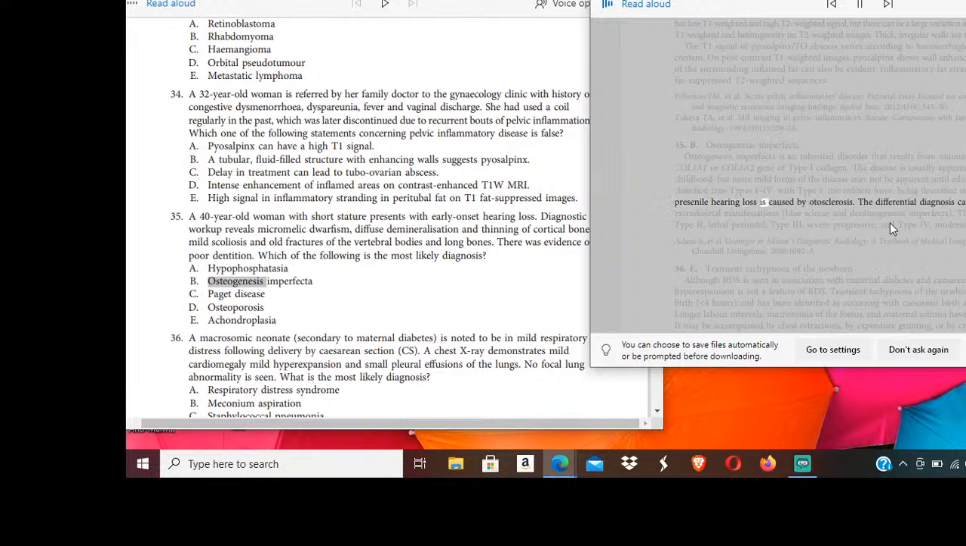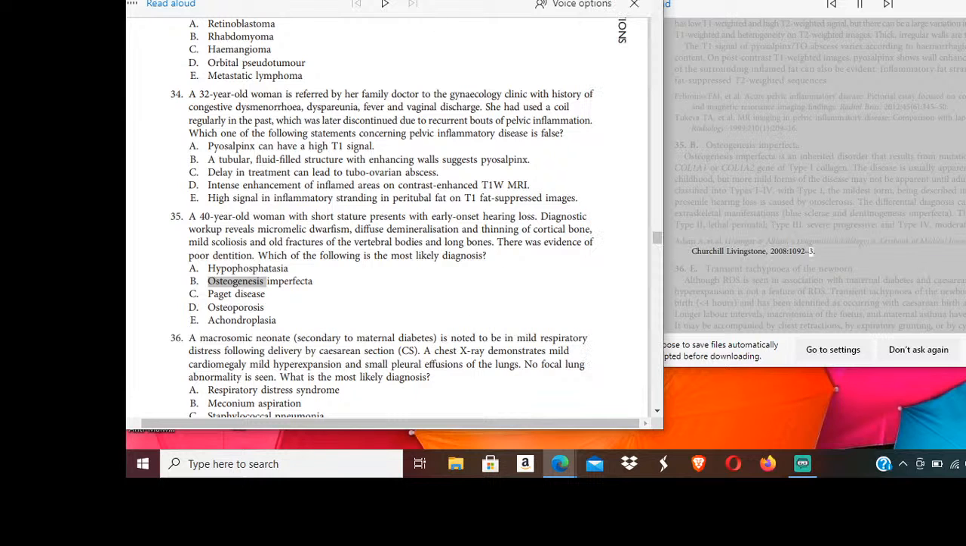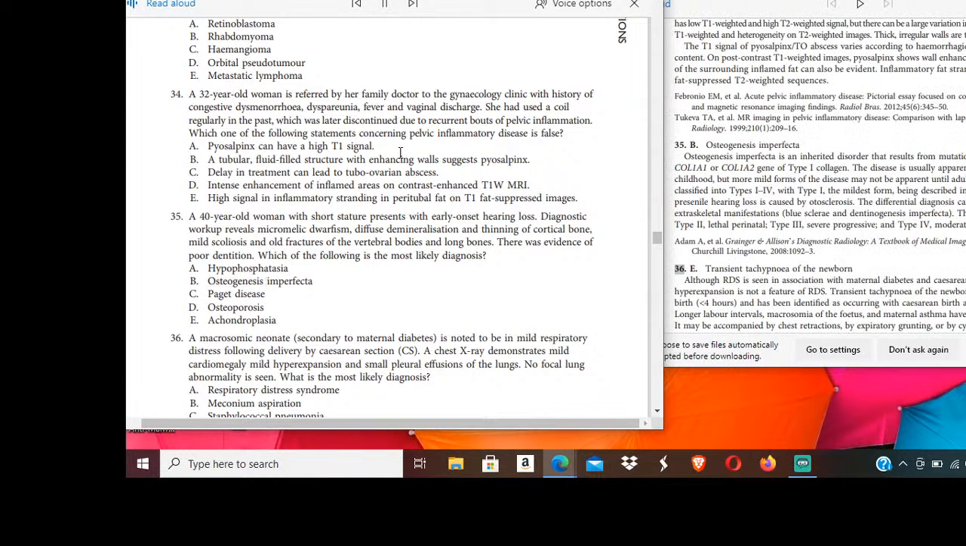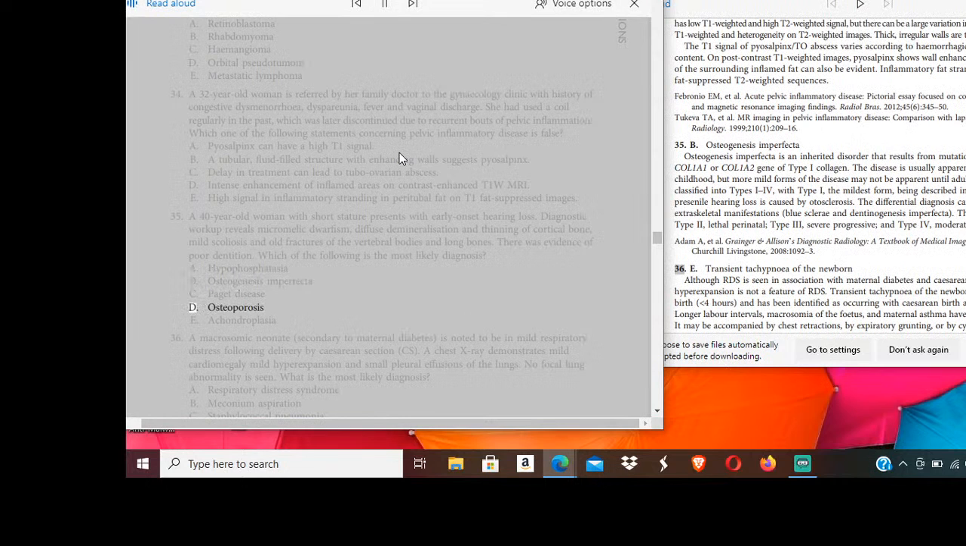The presenile hearing loss is caused by otosclerosis. The differential diagnosis can be resolved by the extraskeletal manifestations, blue sclerae, and dentinogenesis imperfecta. The other types are type 2, lethal perinatal, type 3, severe progressive, and type 4, moderately severe. Adam A, et al. Grainger and Allison's Diagnostic Radiology, a textbook of medical imaging, 5th ed. New York, Churchill Livingstone, 2008:1092-3. C. Paget disease D. Osteoporosis E. Achondroplasia.